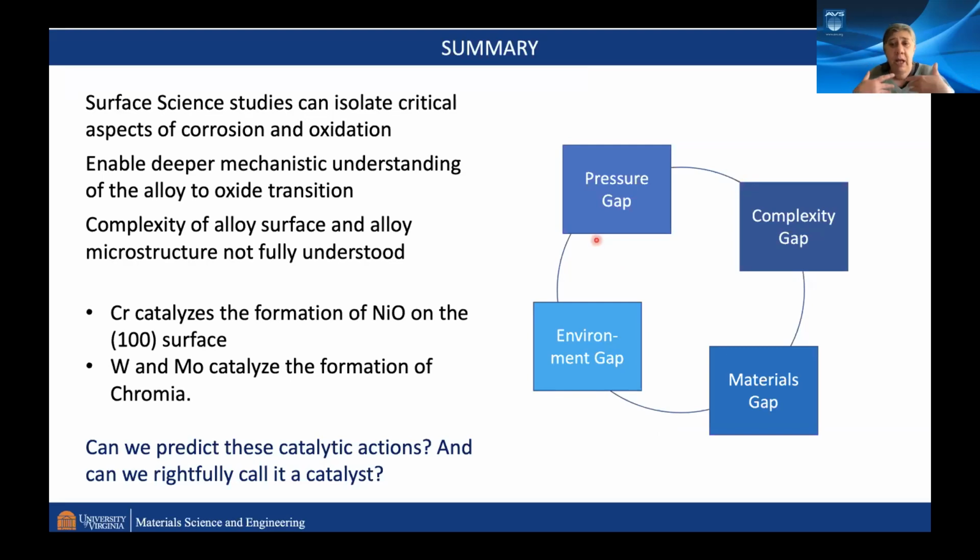which means we have to work more and more with these technical alloys in our studies of surfaces and complement that with using single crystals or very large, large-grain polycrystalline samples. So let me summarize. Surface science studies can isolate critical aspects in corrosion and oxidation. They enable a deeper mechanistic understanding. However, it's not fully understood what this complexity of a real technical alloy adds to the system and our understanding of it.